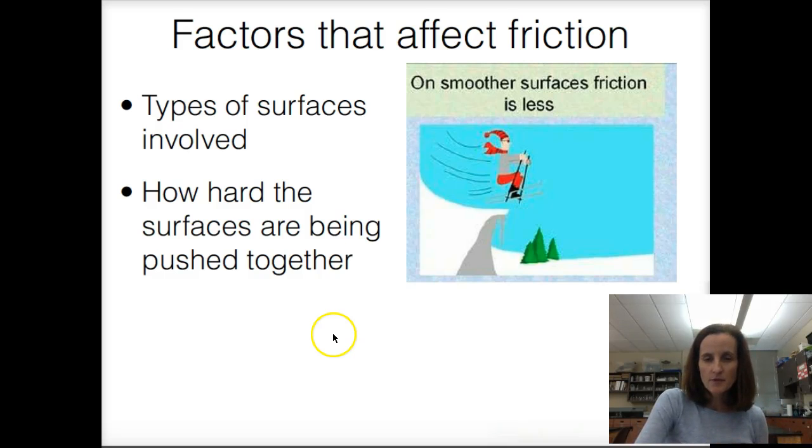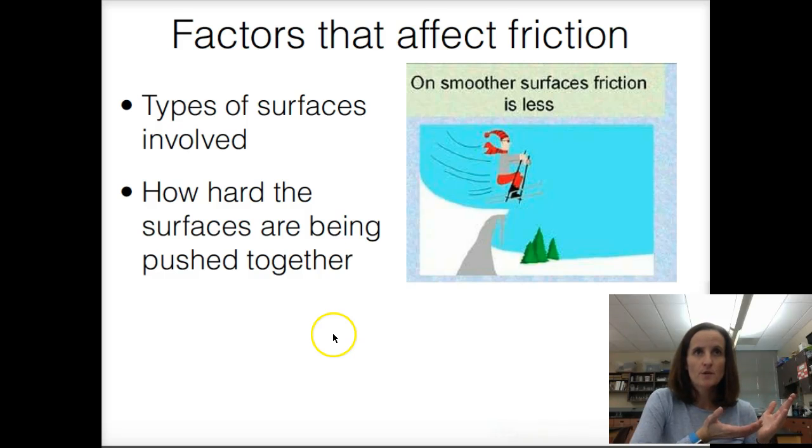And so maybe take some time to think about a few examples we'll talk about in class tomorrow. The second thing you're going to be testing in class tomorrow is not only the types of surfaces involved, but how hard the surfaces are being pushed together. You can also think about that as how much force is pushing the surfaces together. So maybe tomorrow you'll test the friction between a pair of running shoes versus basketball shoes, or aluminum wheels on a car versus rubber wheels on a car. How much mass the car has, or how much the car is pushing down against the road, or your sneaker is pushing down against the floor, affects the amount of friction.